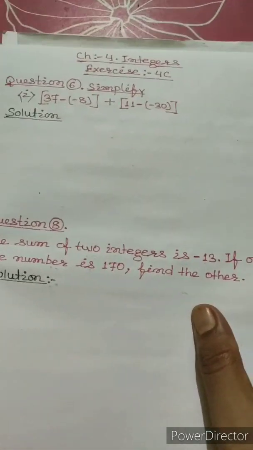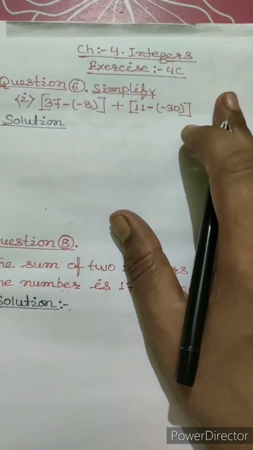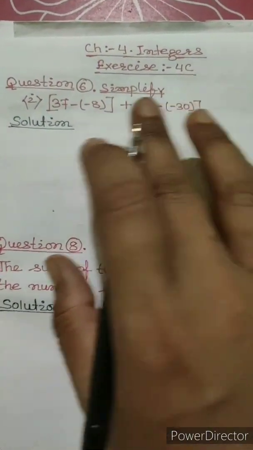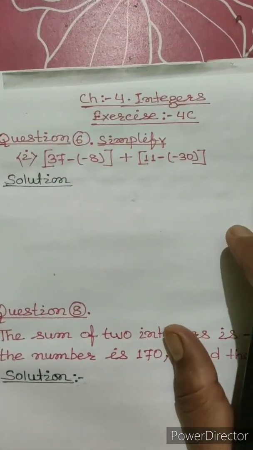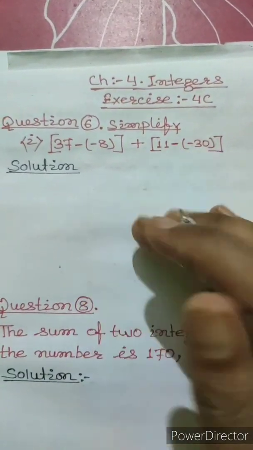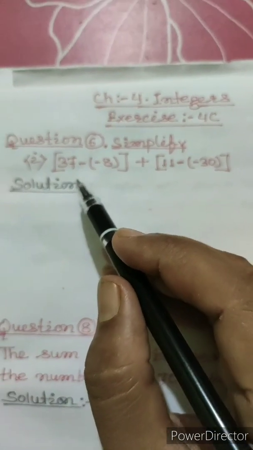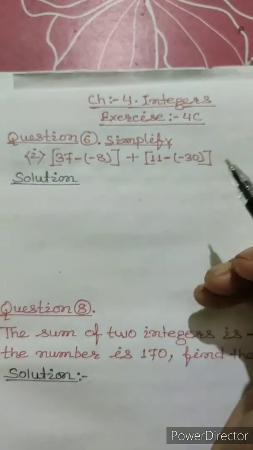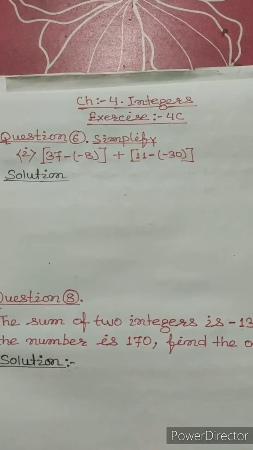These are the questions. First question I have taken here is question number 6. It is asking you to simplify. Here some more questions are there. One question I will explain, and the remaining questions you will do yourself. You see what is given: in brackets 37 minus 8, plus, in brackets 11 minus 30.